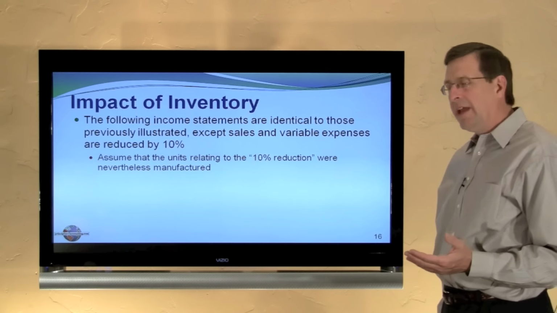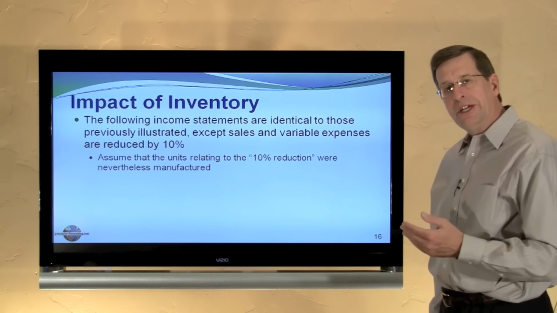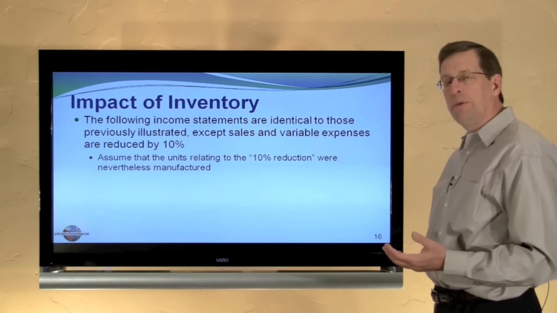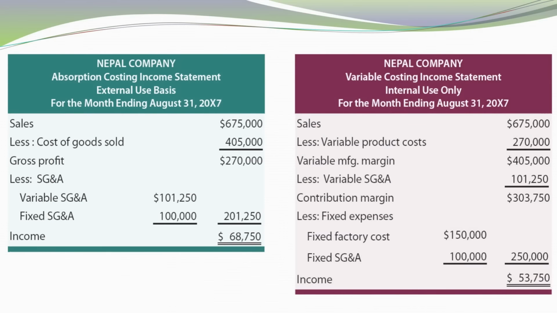We do need to consider the impact of inventory. The following statements are going to be identical to what we just looked at, except I'm going to assume 10% of our production remains in inventory and is not sold. And so here now we have the sales at $675,000 instead of $750,000. That's that 10% reduction. Notice income is higher, $68,750, under absorption costing than it is under the variable costing approach.